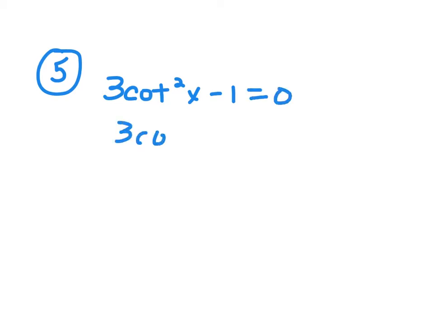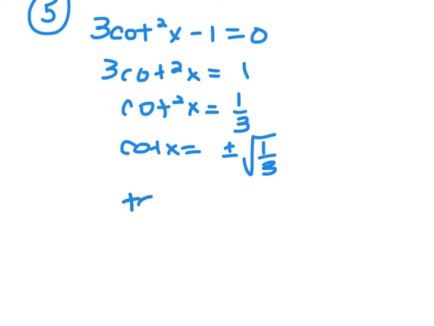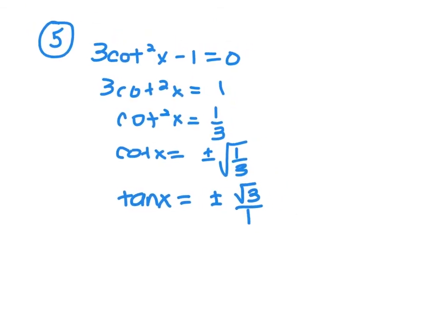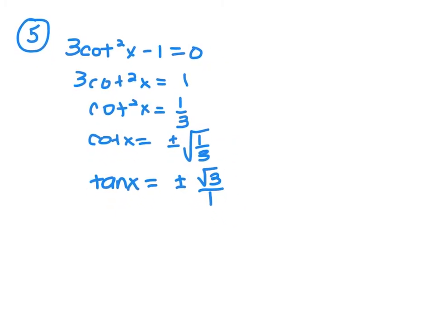So I get 3 cotangent squared of x equals 1. Cotangent squared of x equals 1/3. Cotangent of x equals plus or minus the square root of 1/3, which means tangent, right, would equal plus and minus the square root of 3 over 1. So you're looking for everywhere square root 3 is, right, which is all the over 3's on your tangent. Because it's tangent, it happens every half circle, right? So you could do pi over 3 plus n pi, and then the next one would be 2 pi over 3 plus n pi.